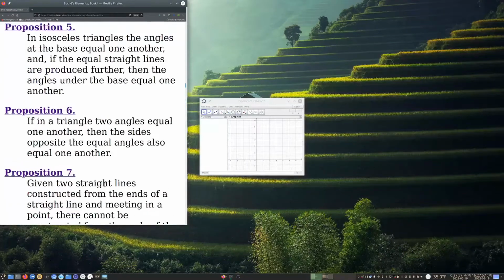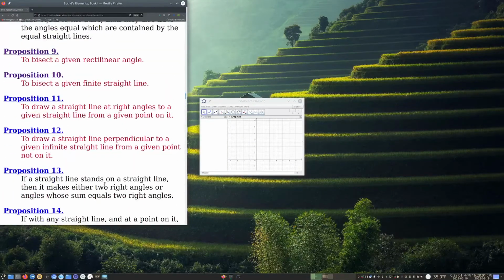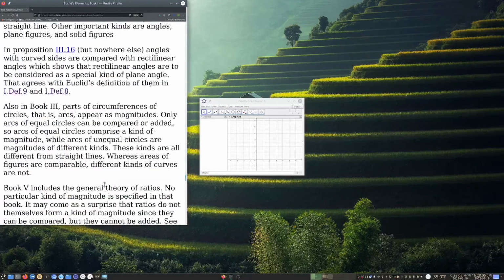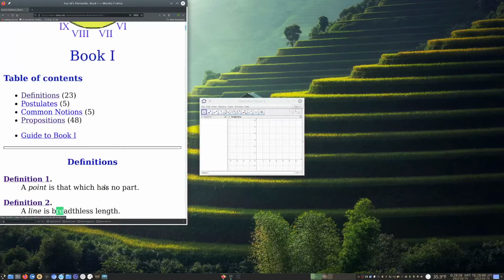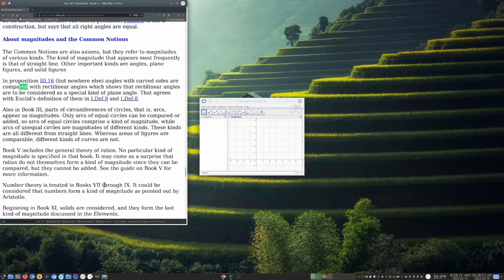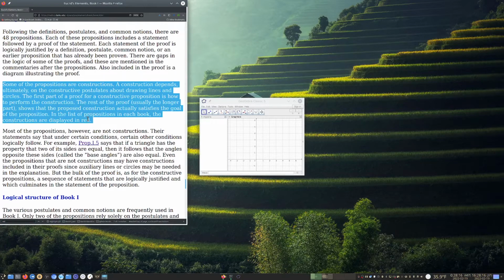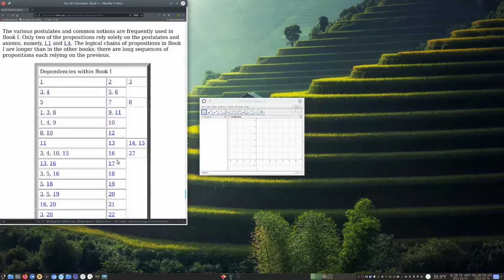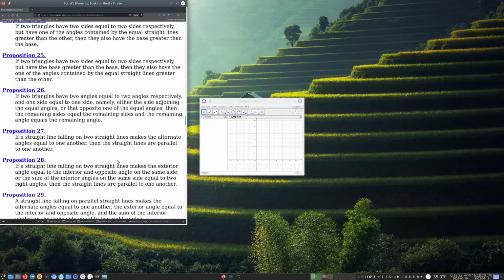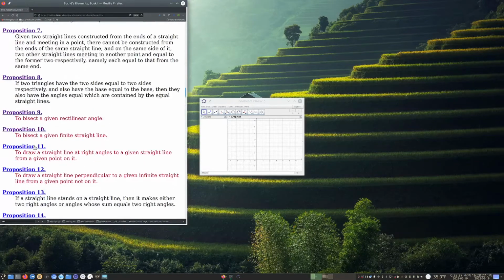What does red mean? Does red mean that it's a constructive argument? That seems to match the color scheme so far. Let me find red. Okay, the constructions are displayed. So that matches. Oh, that's interesting. He didn't draw a dependency tree, which is the normal way you draw dependencies. Anyway, let's go to Proposition 11.